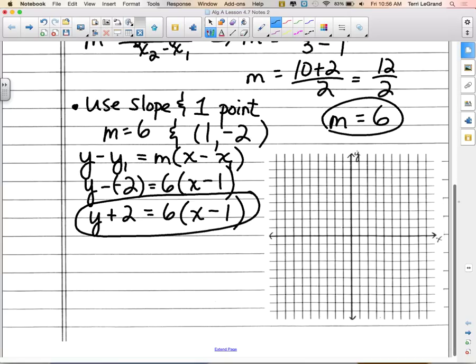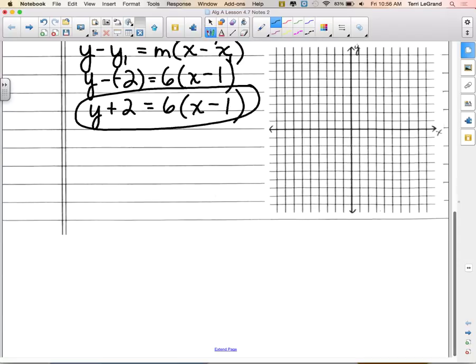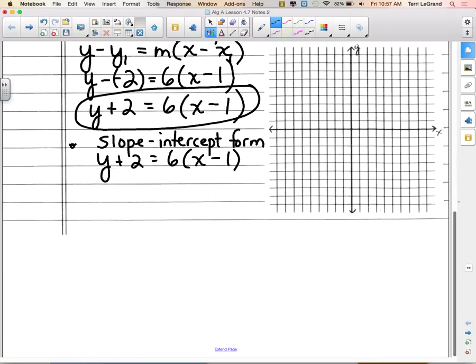Okay. And then we will move on to our last bullet point, which says slope-intercept form. Transform me, give me a new name. I don't want my point slope form name today. I also want to be called by my slope intercept form name. So what's the first move? Yeah, we're going to do that distributive property, don't we? So we have y plus 2 equals 6x minus 6.